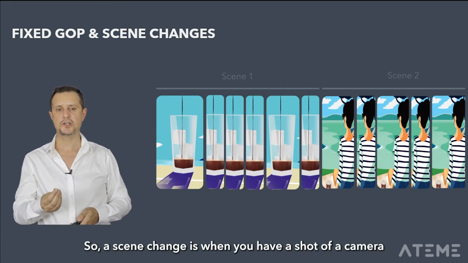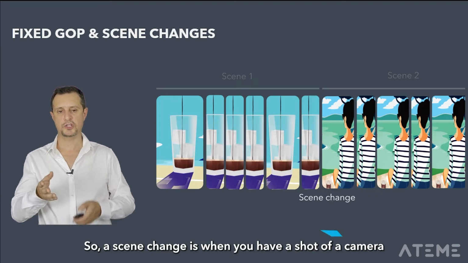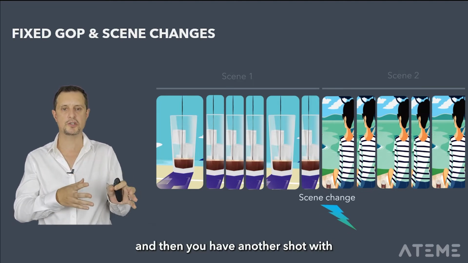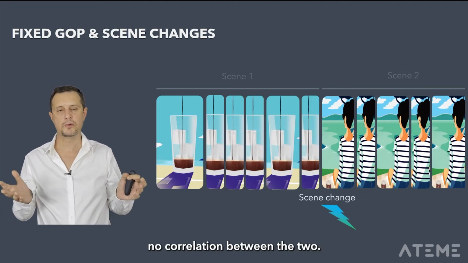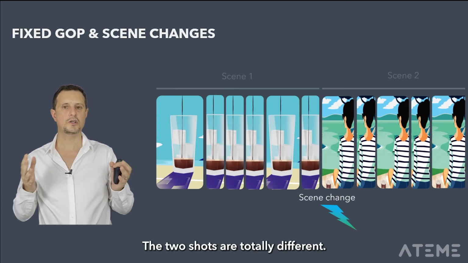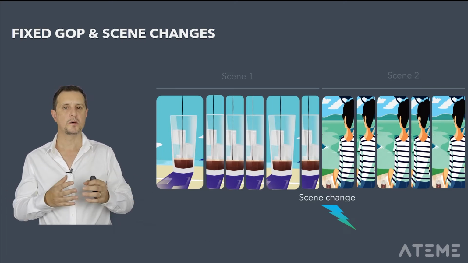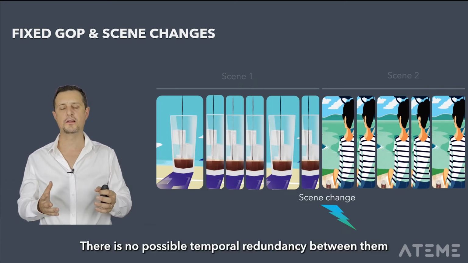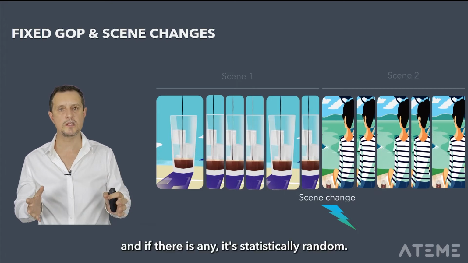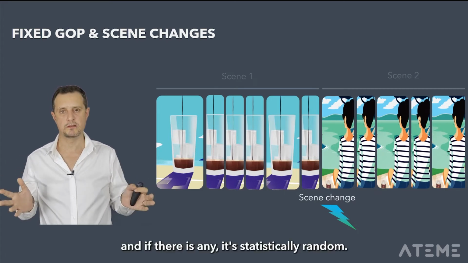A scene change is when you have a shot of a camera and then you have another shot with no correlation between the two. The two shots are totally different. There is no possible temporal redundancy between them, and if there is any, it's statistically random.